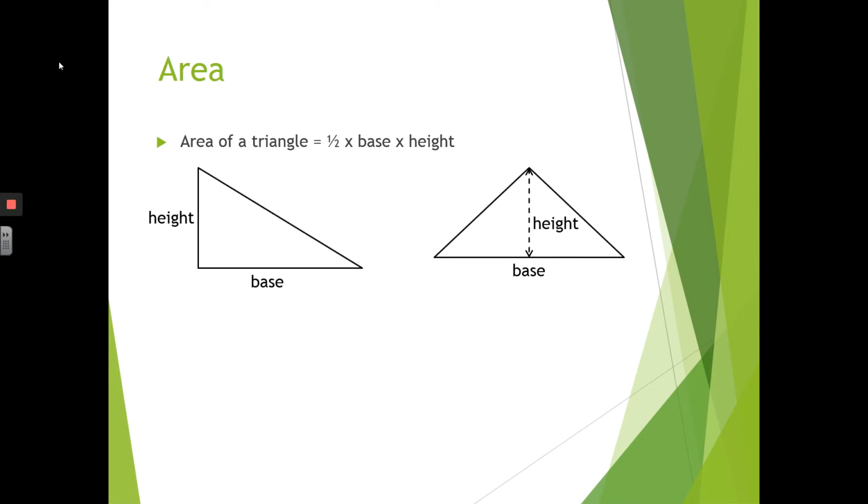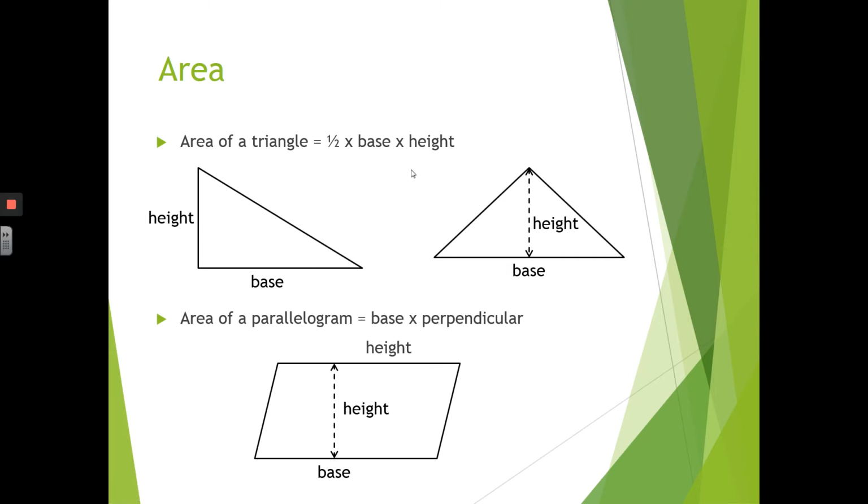So remember, you've got all your different types of triangles. Right angle triangles, like the one on the right, is your easiest because you've got your base and your height there. Just remember, if you've got a triangle like this one here, it's your base and the perpendicular height. So that means the height from the bottom of the base to the top of the triangle. Never these lengths here, just from the base to the top.